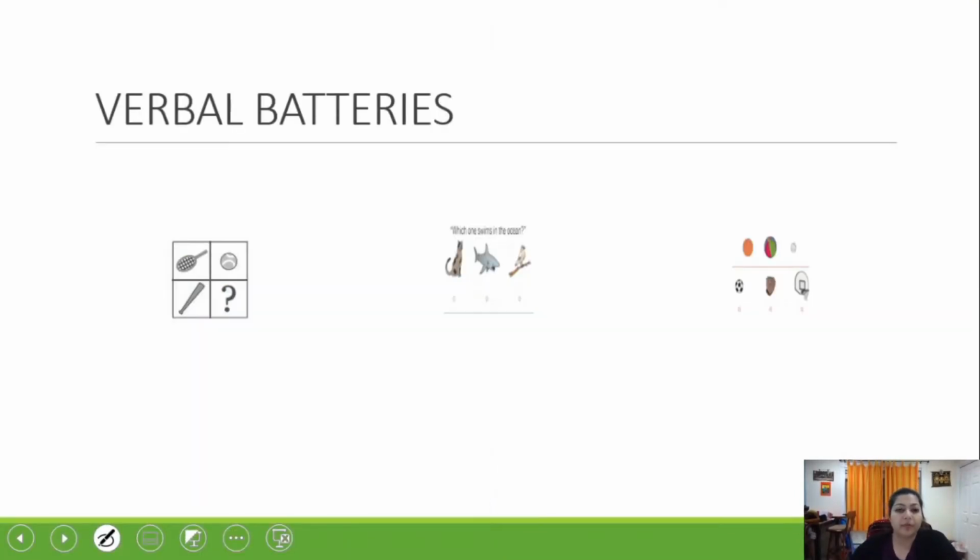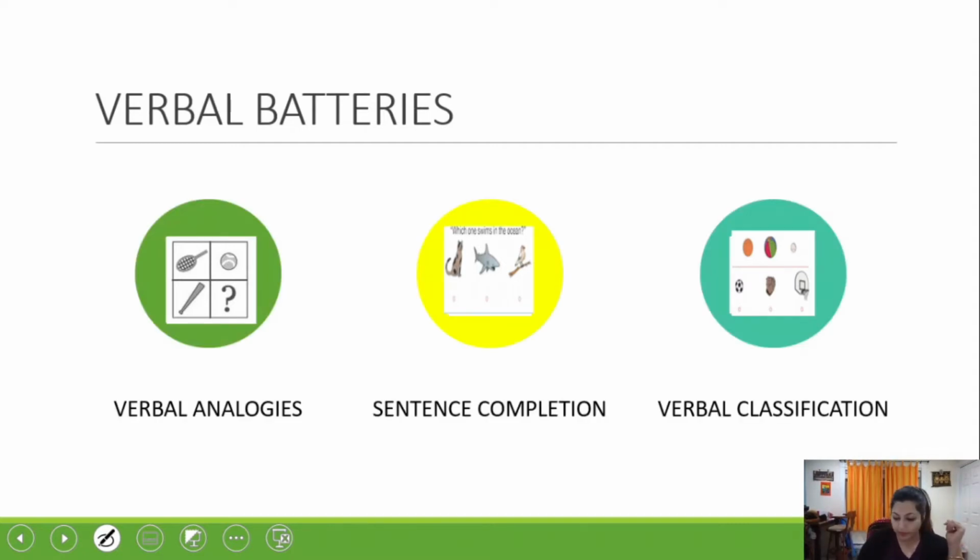So, the first battery is the verbal battery. Under the verbal battery, there are three subparts: verbal analogies, sentence completion, and verbal classification. Verbal analogies is something you have already done for the screening, and the two more will be sentence completion and verbal classification. The questions look like the thumbnails I have given. There will be a sentence, and you have to choose the right option that suits the sentence best. And for verbal classification, it's mostly categorical questions.